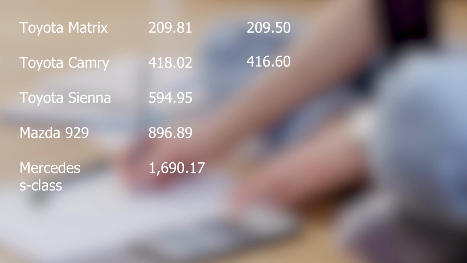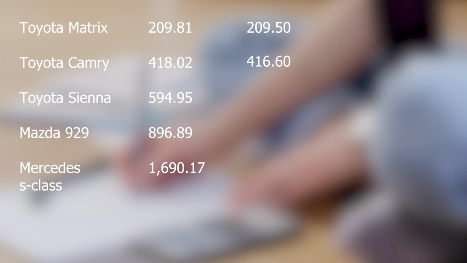So as you can see, again, we've been able to find our estimated monthly payment with the Toyota Camry as well as the Matrix. So if we continue to use that same equation for the rest of the vehicles, we will be able to find the monthly payments on each one.